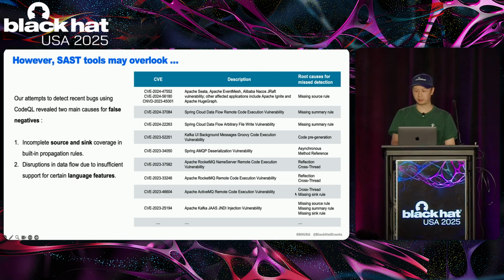We tried using CodeQL to detect recent high-risk bugs, like the ones listed in this table. We found there were a lot of false negatives. We analyzed the root causes as listed in the last column and found 2 main reasons. First is incomplete source and sink coverage in built-in propagation rules. Second is disruptions in data flow due to insufficient support for certain language features.